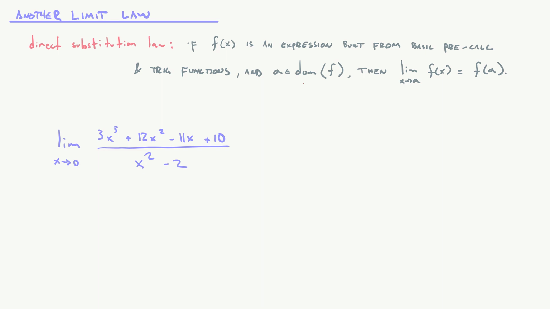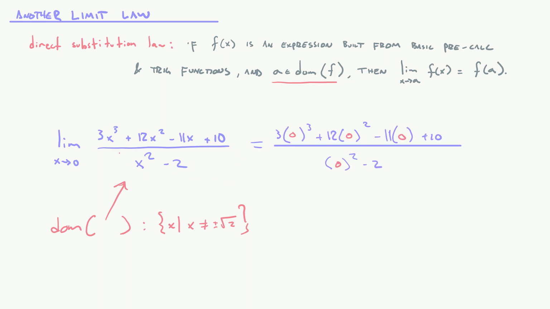Here's a super quick example. First, we need to check that 0 is in the domain of this rational function. So if I plug in 0 to the denominator, do I get 0? No. So we know that it's in the domain. In fact, the domain of this thing is everything except for plus or minus the square root of 2. And I got that by just setting this equal to 0 and then solving that equation. So we can just directly plug in 0 via the direct substitution law, and we get 10 divided by -2, or the limit as x approaches 0 of this rational function is just equal to -5.